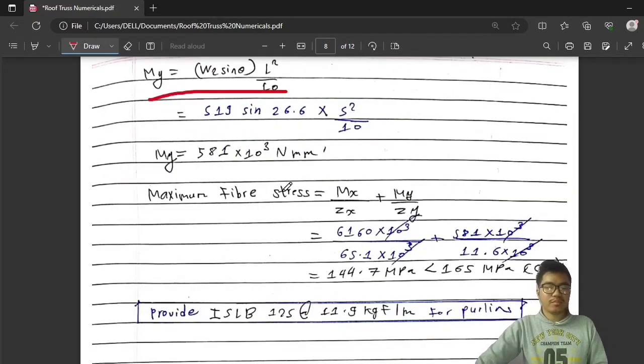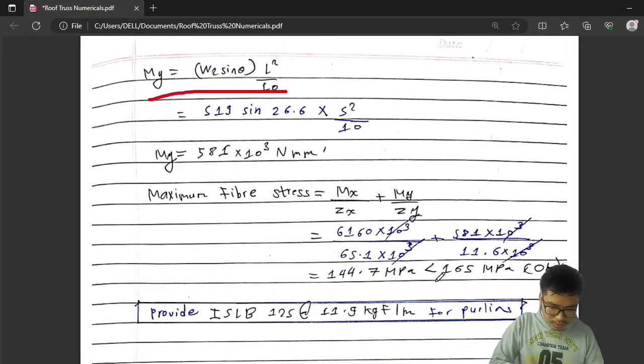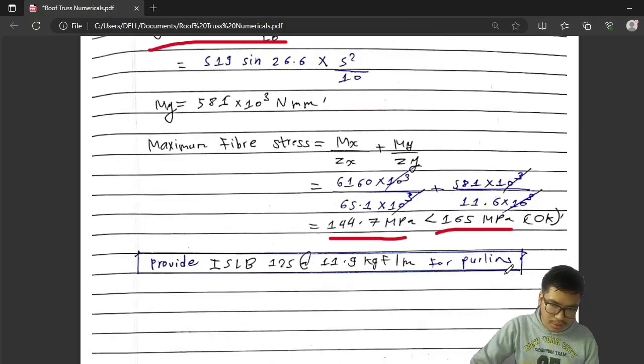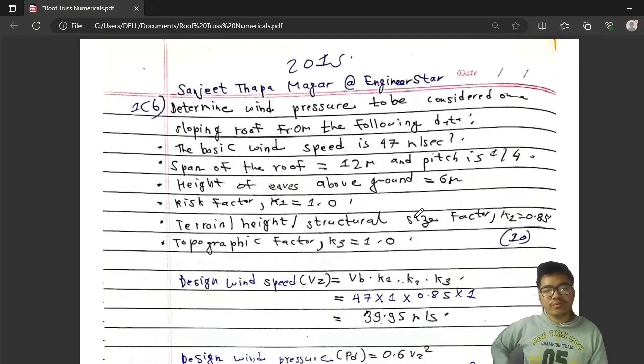So from this formula, maximum fiber stress is Mx by Zx plus My by Zy, that is 114.7, which should be less than this. I think this is 0.66 into 250. Yes, for bending, maximum permissible stress is 0.66 into Fy. So if Fy is not given in the question, we always have to assume 250. So 0.66 into 250 is 165, and this value should be greater than the maximum stress. So okay. And this question was asked in 2015.